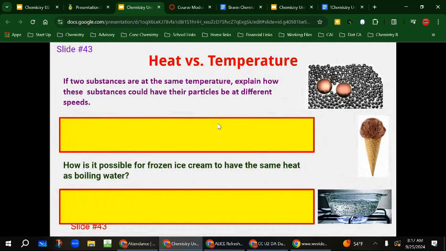Two substances are at the same temperature. Oh man, now we got the baby and the linebacker running a race again. Two substances are at the same temperature. Explain how these substances could have their particles be at different speeds.